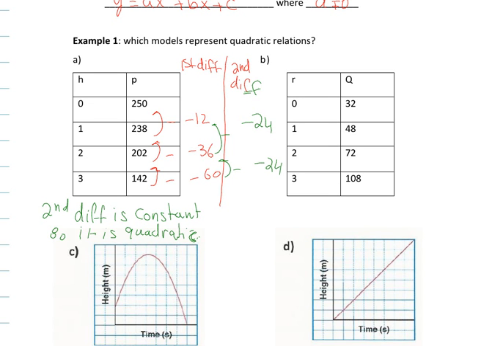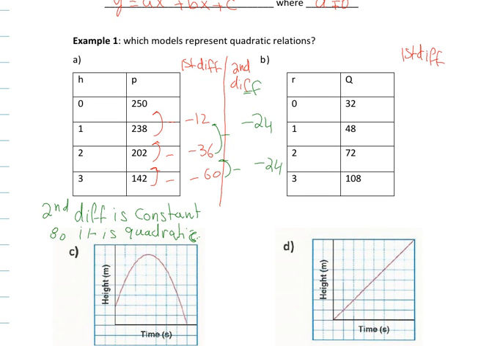So I have the second example, where I have another table of values. If I do my first difference, that's the only way, using a table of values, to figure out if it's quadratic or linear, unless you graph it. But also don't forget that we need to look at the x values and make sure that they're going up by the same value, right? So if you look at the x values, they're going up by 1, so that's perfect. I can do my first difference.